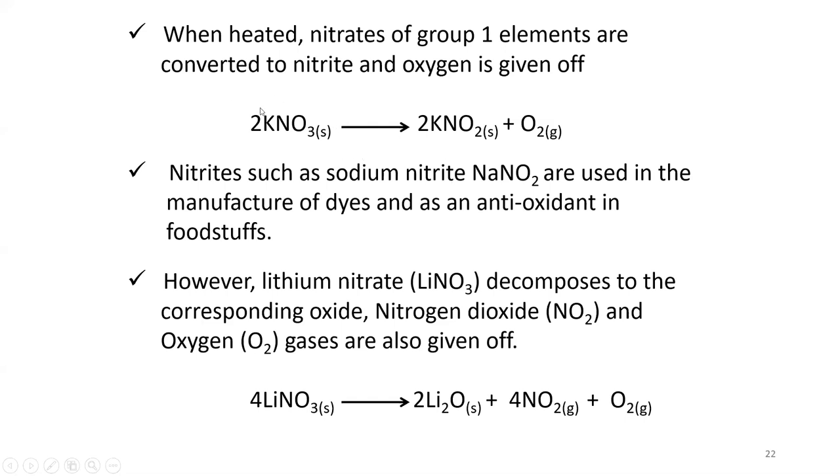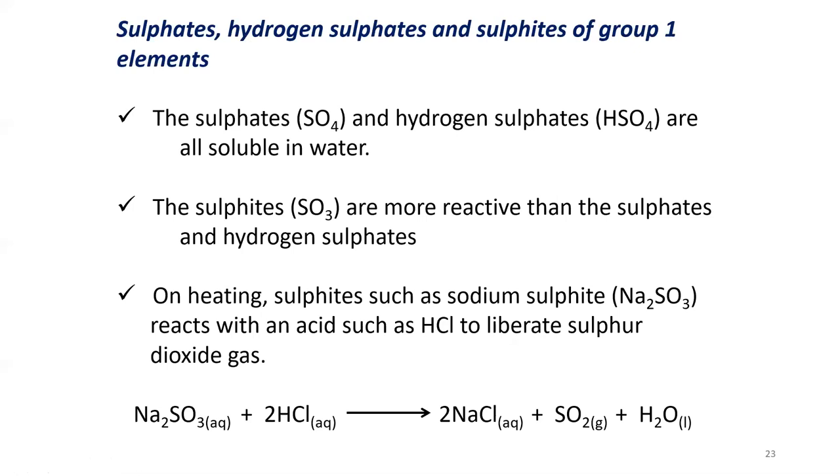Now, the decomposition of your nitrate gives you your nitrite for group one elements. But the decomposition of your lithium nitrate will give you the oxide. Please note the difference. Lithium, even in terms of its compounds, behaves differently from the other group one elements. The decomposition of group one nitrates gives a nitrite and oxygen, but the decomposition of lithium nitrate gives you the oxide, NO2, and oxygen is given off. So you can get NO2 from lithium nitrate, not from the other group one nitrate salts.